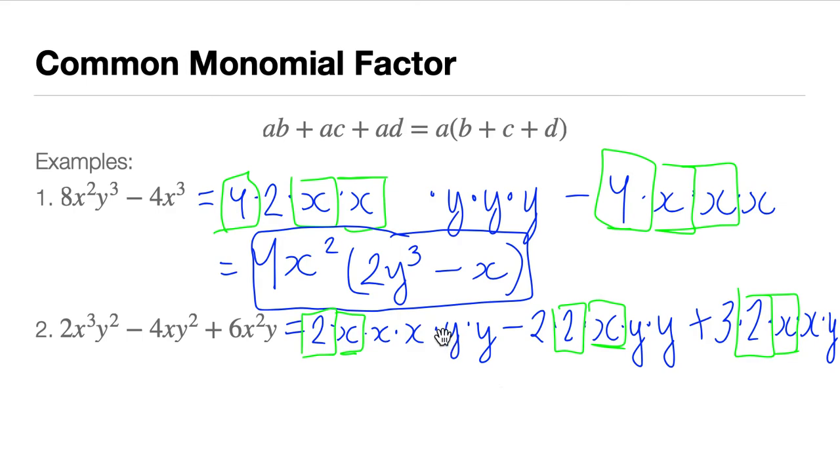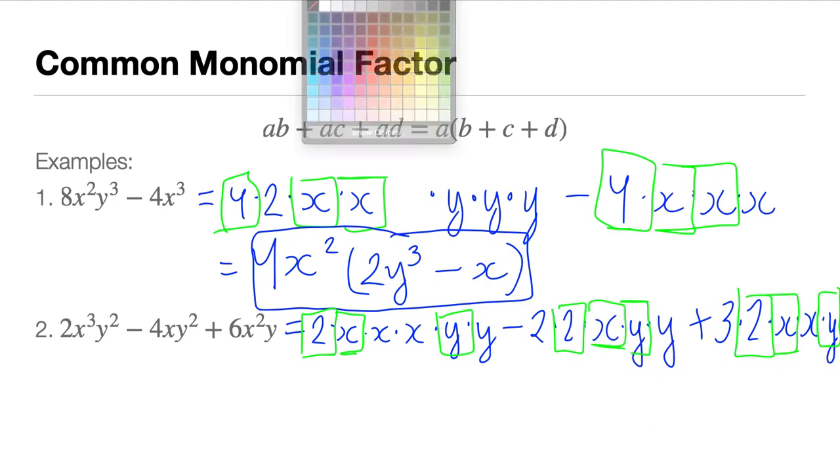Let's move to the y. We can get one y here. We can also take one y here and also one y over here. And that will be the last y that we can get, because in the last term we cannot take any more y because there's only one y. So that's not common anymore. So that's our common monomial factor.